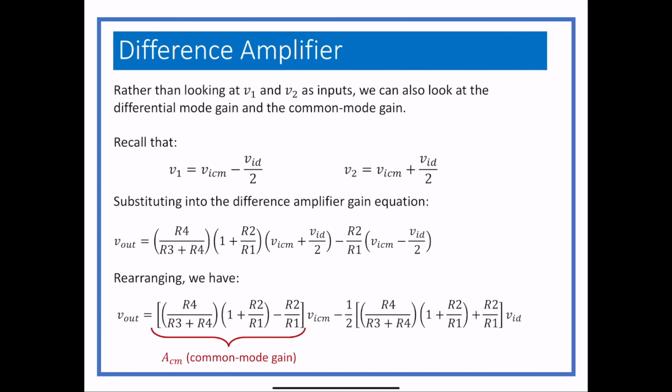The resistor ratio combination in front of VICM is just the common mode gain, and that same resistor ratio times 1/2, which is a little different because it's got a plus R2 over R1 versus a minus R2 and R1, will give you the differential mode gain. We look at the magnitudes of the gain, not the sign, so the negative sign is in there, but we're really not going to use that.